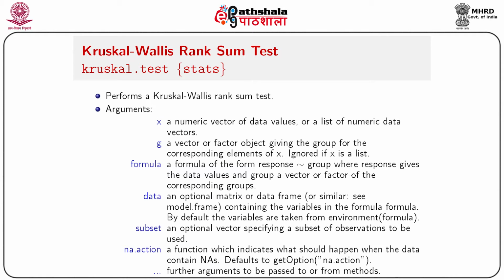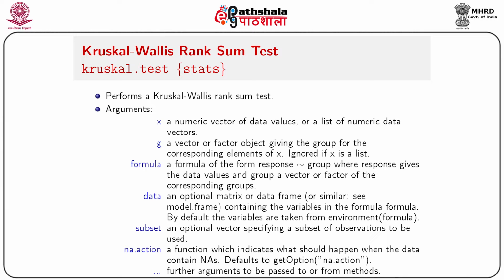The next test is the Kruskal-Wallis rank sum test. As we learned, the Wilcoxon rank sum test is for the independent t-test, and the Wilcoxon signed rank test is actually for the paired t-test. Similarly, the Kruskal-Wallis test is the generalization of the independent t-test, that is, it is the non-parametric test for one-way ANOVA.